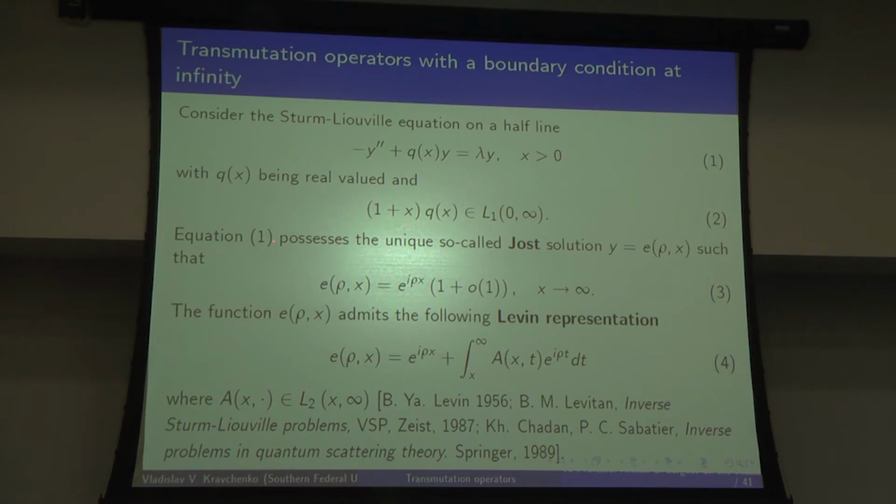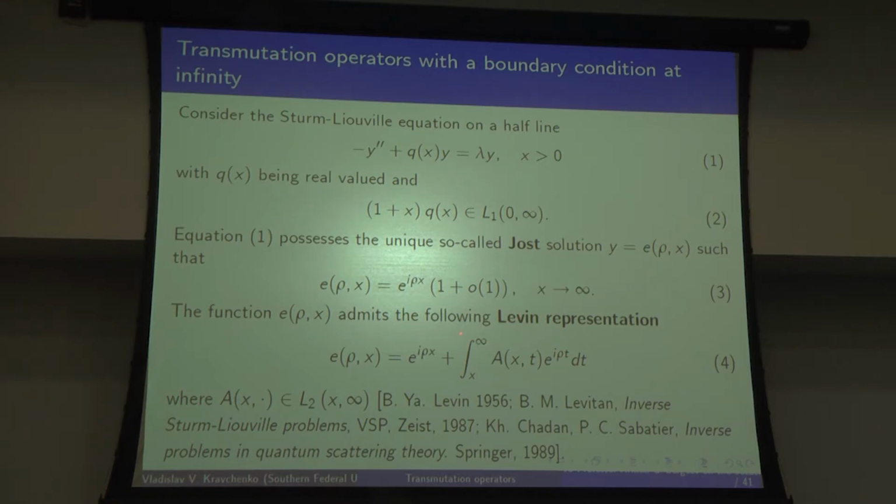So equation 1 under this condition possesses the unique so-called Jost solution, which I will denote by E of rho of x. Rho is still the square root of lambda. So the Jost solution satisfies these asymptotics at infinity. It's very well known. So this solution E admits the following representation, sometimes called Levin representation.